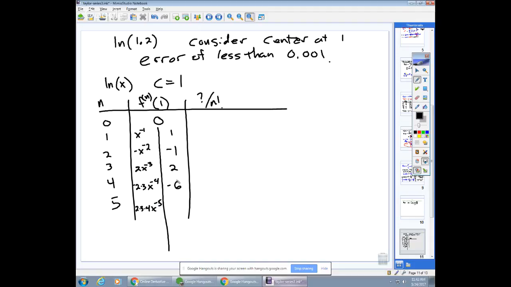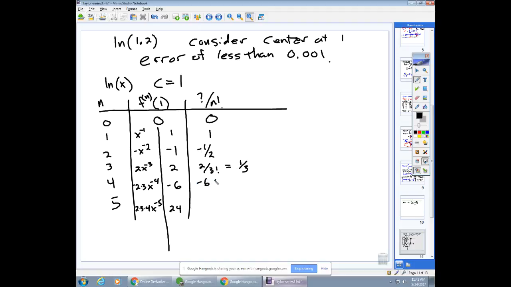2 times 3 times 4 is what? 24? Okay, so then we need to divide these by n factorial. So 1 divided by 1 factorial is 1. Here I'm going to have a negative 1 divided by 2 factorial, negative 1/2. Here I'm going to have 2 divided by 3 factorial, which is going to be 1/3.